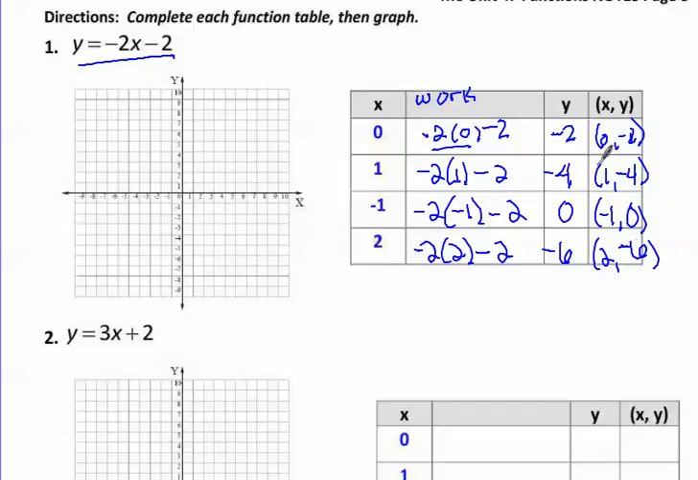Once I've completed the chart, I can now plot my ordered pairs. 0, negative 2. 1, negative 4. Negative 1, 0. 2, negative 6. You can see how it forms a line. If it does not form a line, you need to go back and check your work.